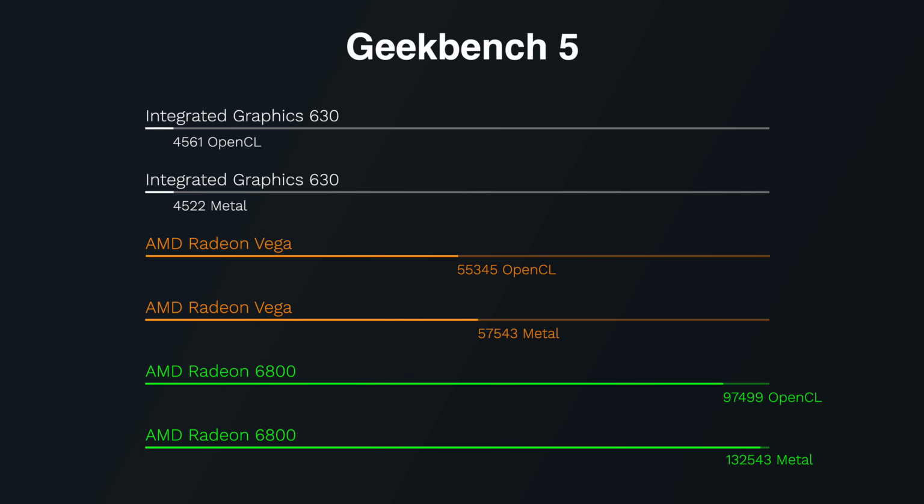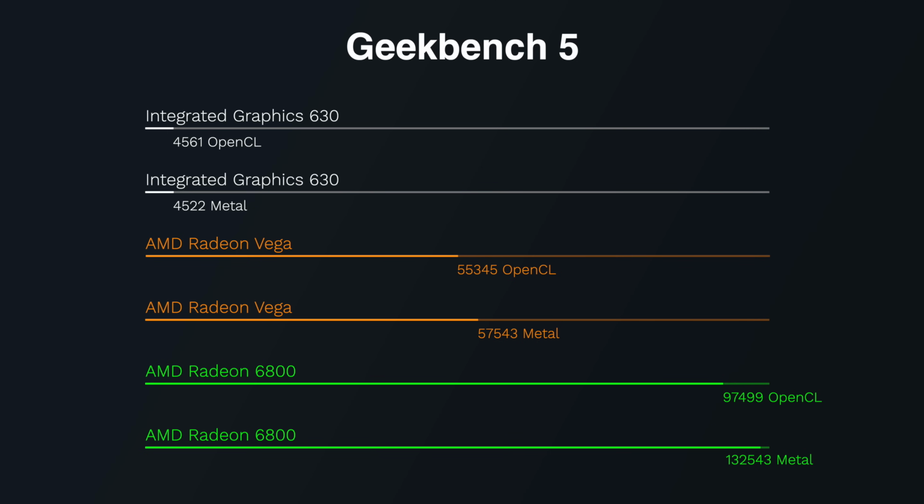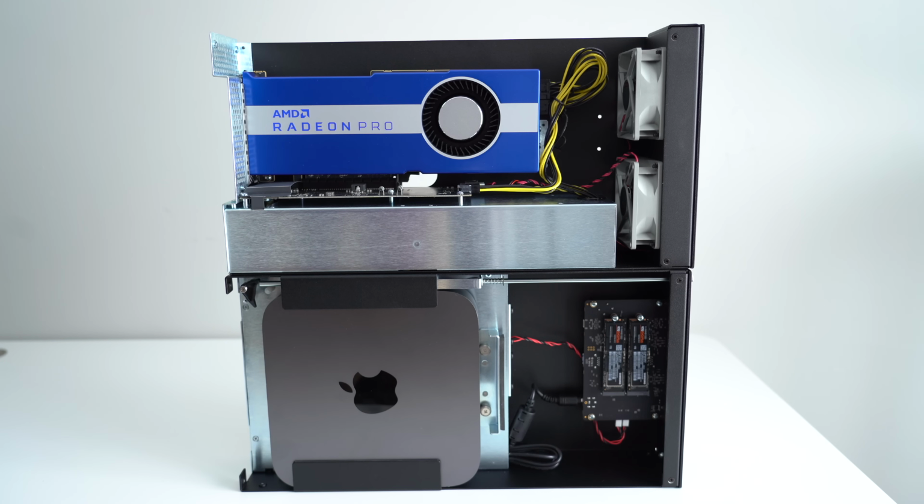OpenCL and Metal were around 4,000 with the dedicated graphics card that's with the Mac Mini, but with the Radeon Vega, we got scores for both OpenCL and Metal around 55,000. And if you get an even more powerful graphics card like the 6800, you can expect to see scores for OpenCL reach nearly 100,000 and over 130,000 for Metal. Now, if these numbers don't mean anything to you, what I can tell you is this all translates very well for graphic intensive tasks like audio and video production, 3D rendering, and yes, even for gaming.